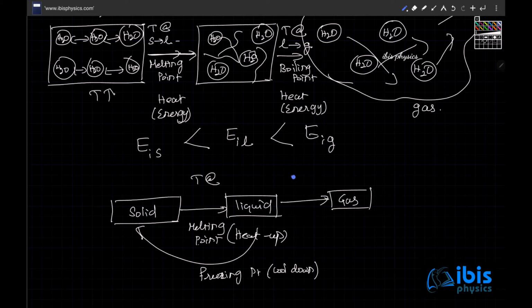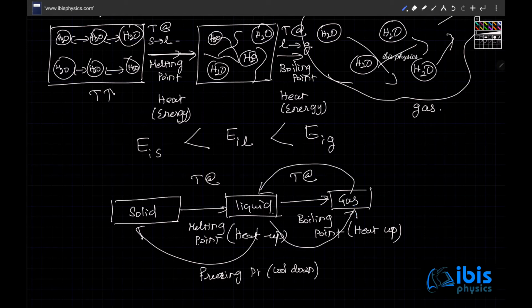The exact temperature at which liquid turns gas is called boiling point. This boiling point is while heating up. But when you cool down, gas becomes liquid. That is called fusion point. Fusion point and boiling point are the same, but boiling point is when heating up and fusion point is when cooling down.